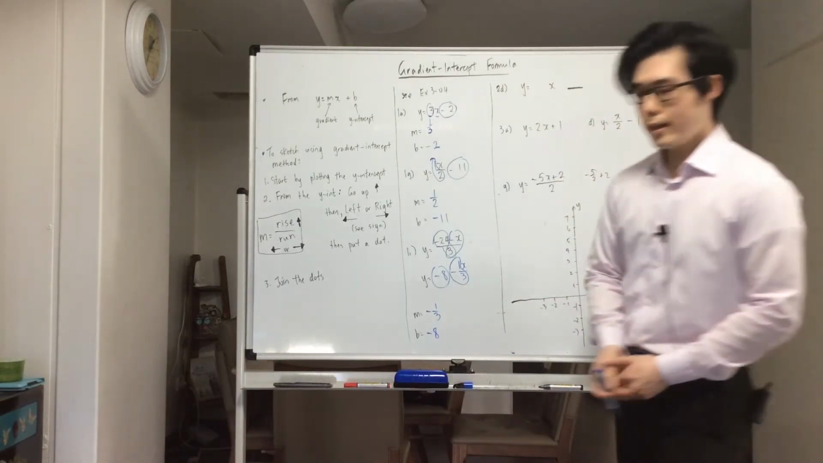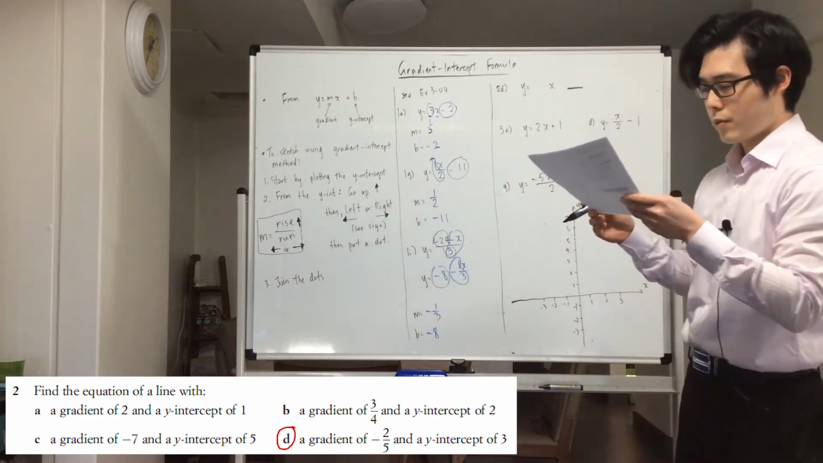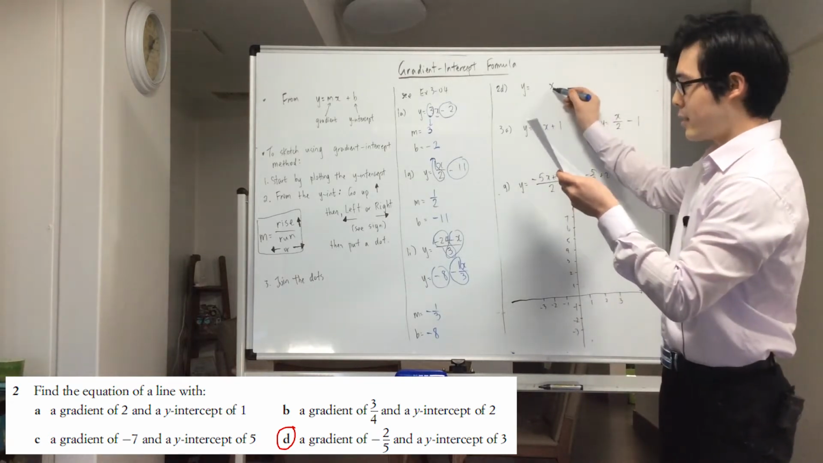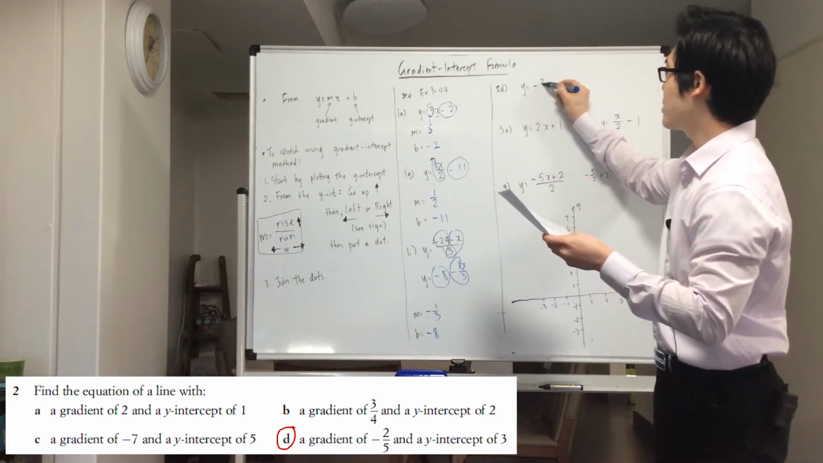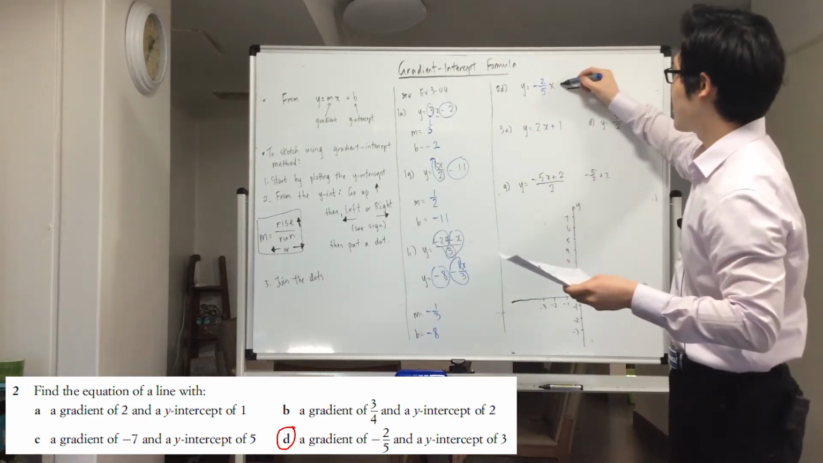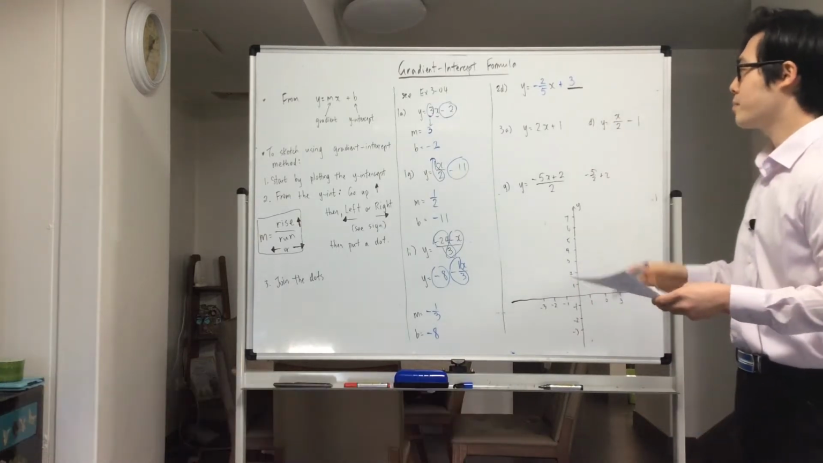Now question 2D, let's find the equation this time where the gradient is minus 2 over 5 and the y-intercept is 3. So basically the number in front of x is always going to be the gradient. So write minus 2 over 5 in front of x, and the y-intercept is 3. That means you have to write plus 3. Okay? So that's all you need to do for question 2.